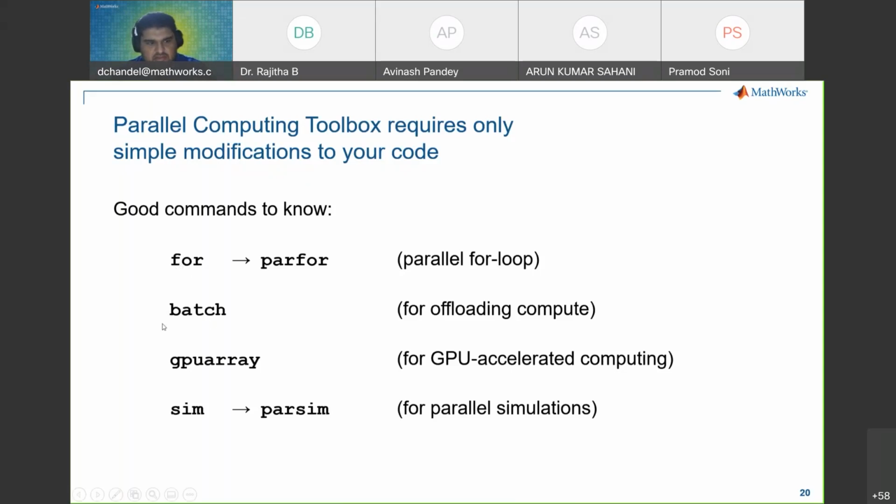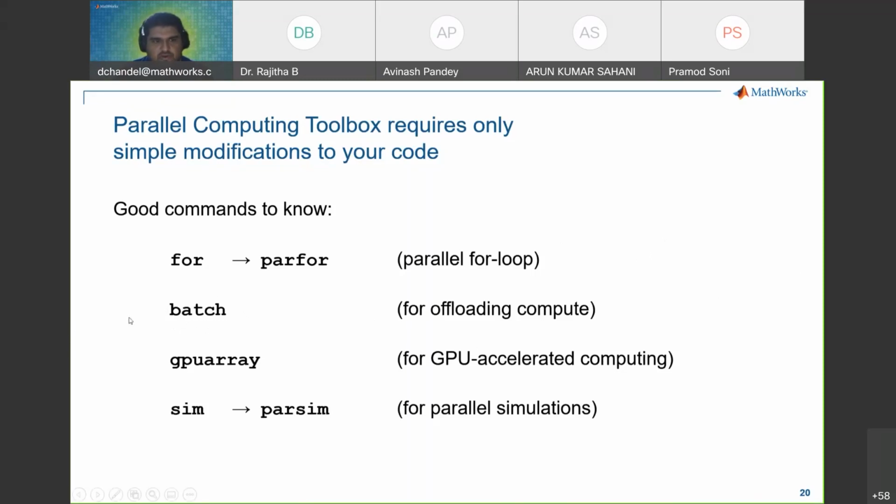Second thing we look at is, we'll just skip this, we'll go to GPU array. So I'll show you how to use GPU arrays for accessing the hardware that you have on your PC. We'll maybe take some kind of graphics problem for doing this. And finally, at the end of the session, we'll look at batch. So this is for offloading your computations from your machine onto the cluster that you have.